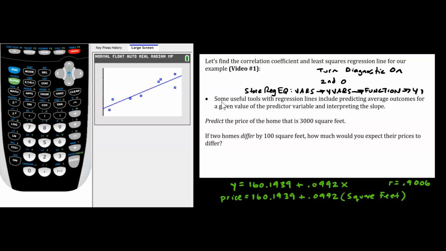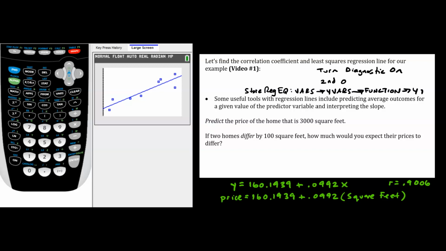I mentioned that here. I said some useful tools with regression lines include predicting average outcomes for a given value of the predictor variable and interpreting the slope. Those are the two things that we'll do right now. The first one is, let's predict.